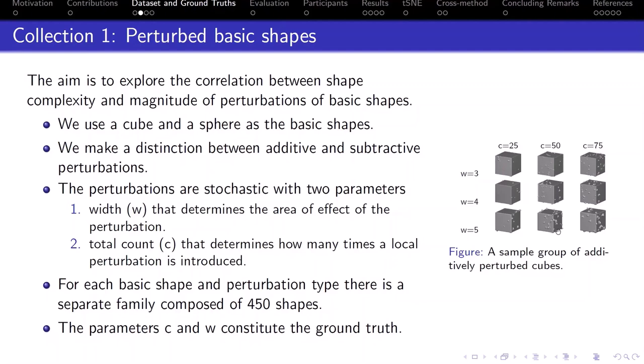For each basic shape and perturbation type, there is a separate family composed of 450 shapes, and the ground truth here is simple. We have this parameter C and W, and they constitute the ground truth by themselves.